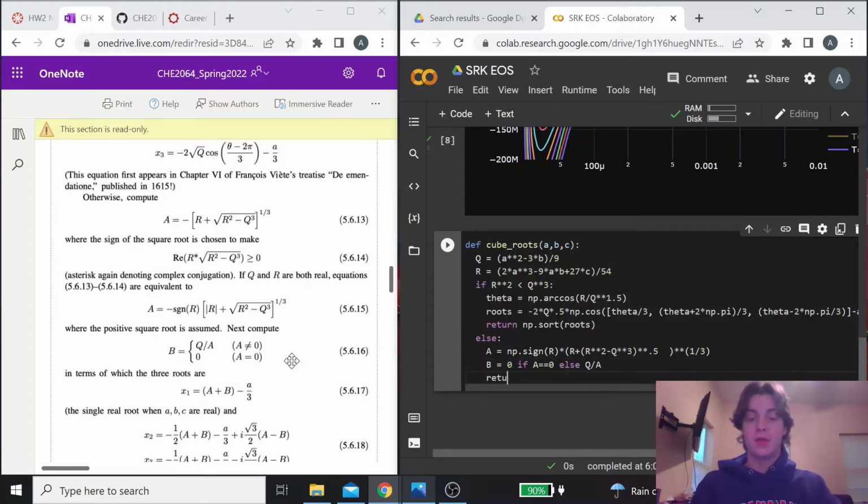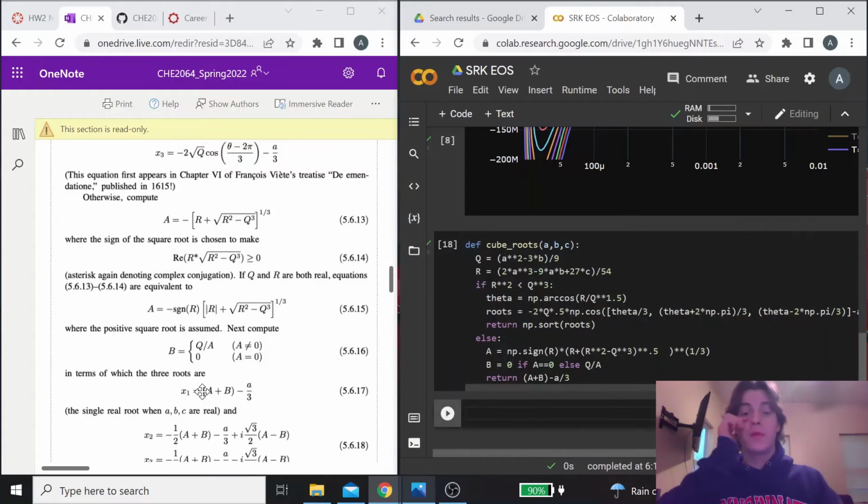And now we just need to return the root. So we calculate the root using a plus b minus a divided by 3. And there is our cube root function.